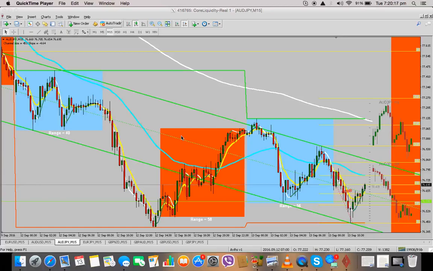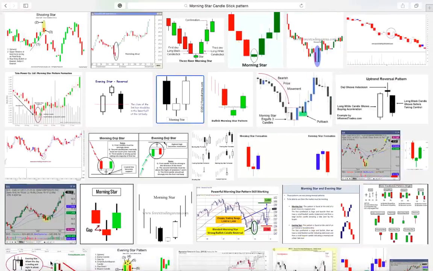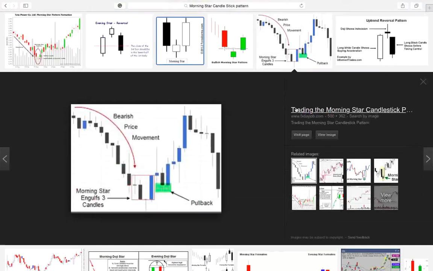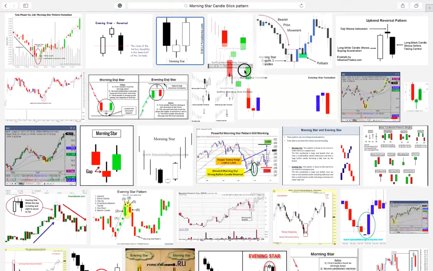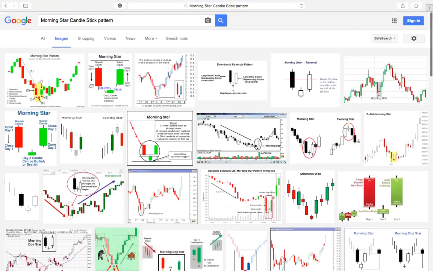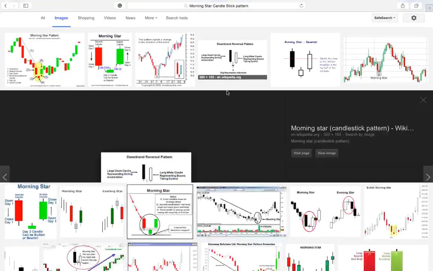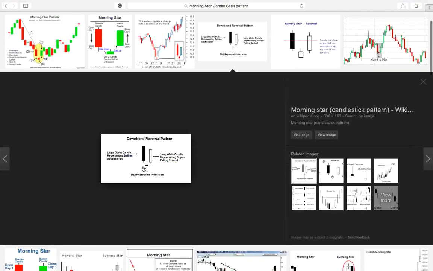Okay, now let's just have a Google Images look at what a morning star or an evening star pattern looks like. Okay, let me look for an easy picture. Okay, let's do this one. So basically all it is a candle of one color followed by a doji.